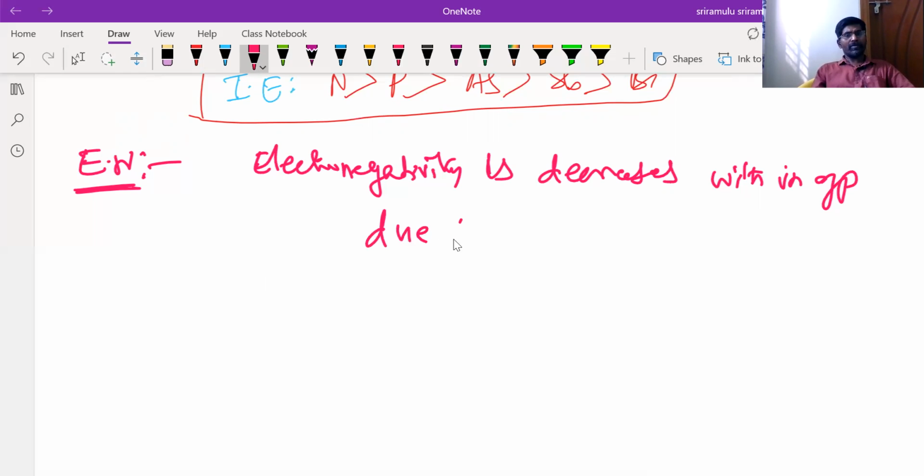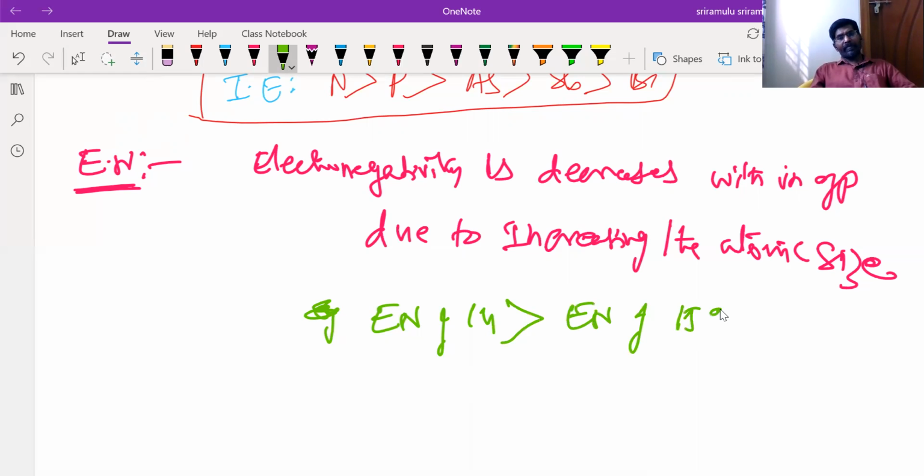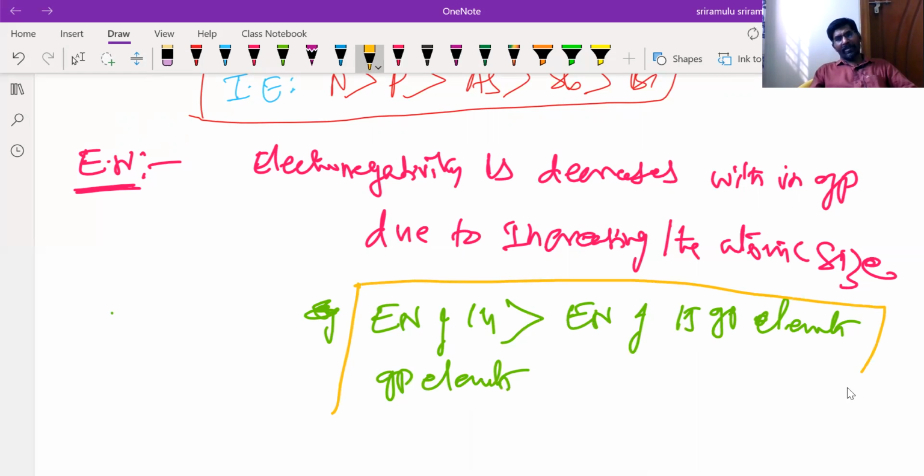Due to increasing the atomic size. Students, one more thing: the electronegativity of 14th group elements is greater than that of the electronegativity of 15th group elements.